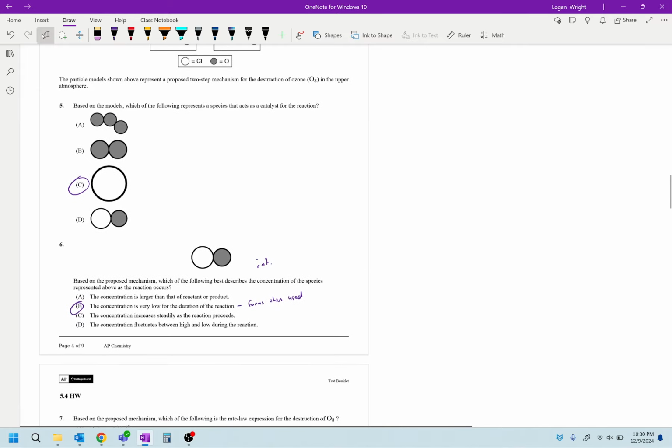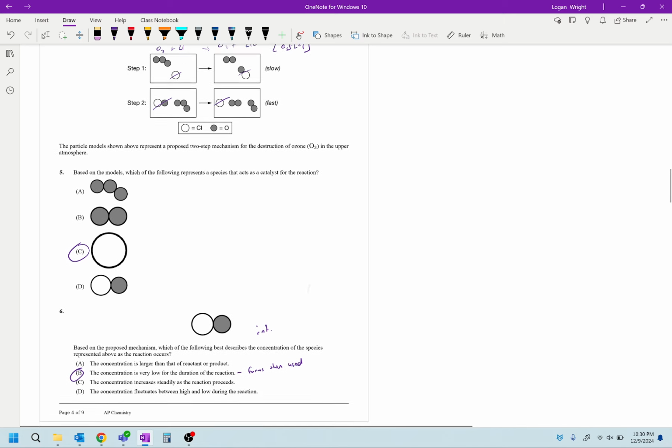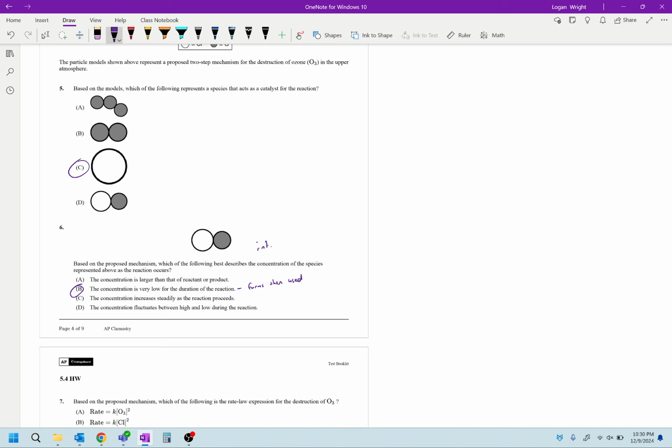Number 6 continues the same thing. Based on the proposed mechanism, which of the following best describes the concentration of the species represented above as the reaction occurs? So what about this chlorine monoxide? So the chlorine monoxide was formed in step 1 and then consumed in step 2. You never actually see it in the reaction, so it is only an intermediate. What is happening to the concentration of the intermediate? Well, if it's formed and then immediately consumed, then you would never expect it to rise very high in concentration. So as a result, the concentration will be very low for the duration of the reaction.